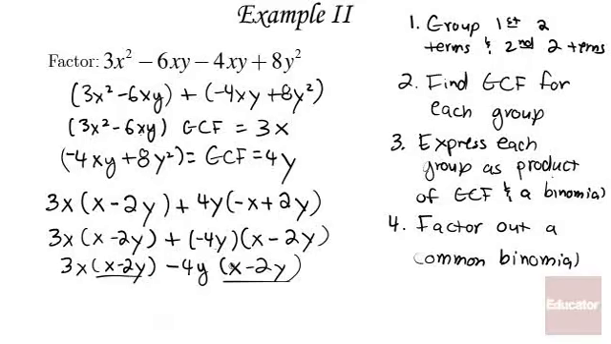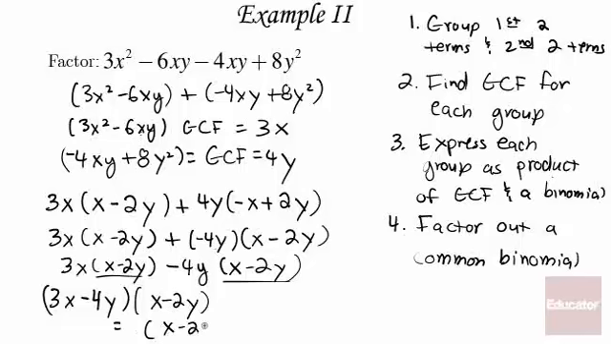What I'm going to do next is to pull that out. I'm going to group the 3x minus 4y and group that with x minus 2y. And I'm going to change the order slightly because we usually write the term that was factored out in front.